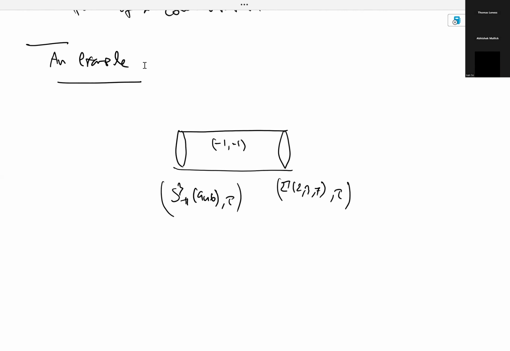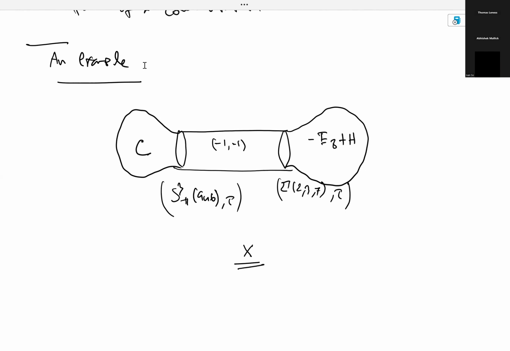Sigma 237 has a bound on the other side that looks like that, with the intersection form negative E8 plus H. Now, +1 surgery on 946 has a contractible bound here. Let's analyze this manifold a little more carefully. Let me call this manifold X, this closed torus manifold.